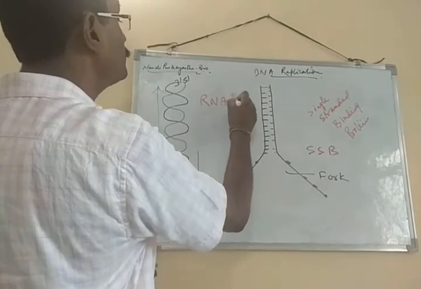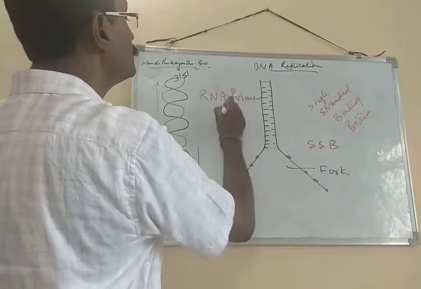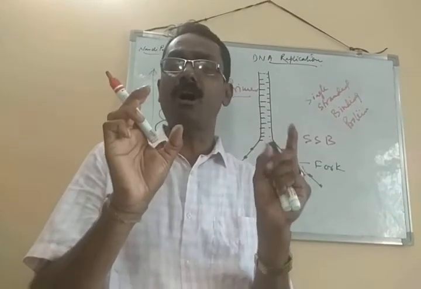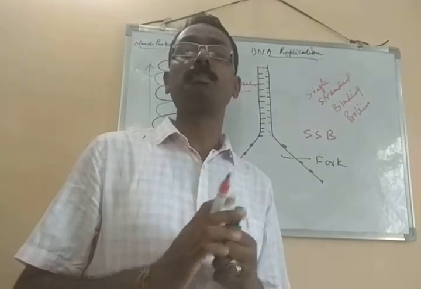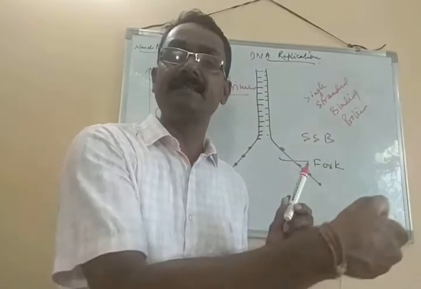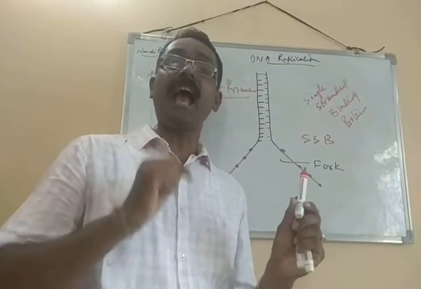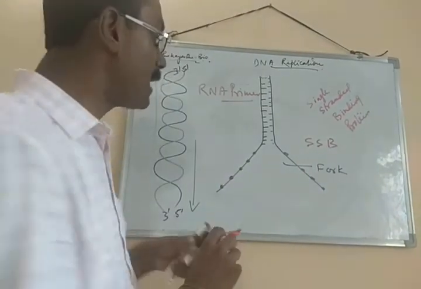RNA primer. The RNA primer is a small segment of RNA which is produced by primase. Try to get the word. Primase is an enzyme which helps in producing the RNA primer.